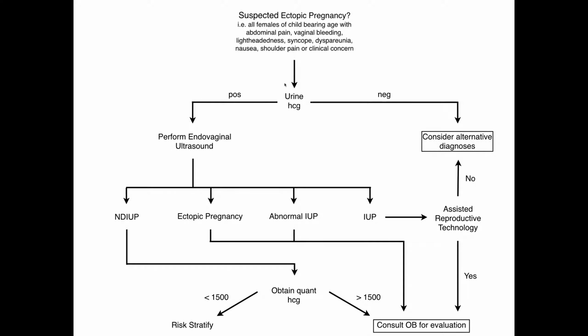If you find an abnormal intrauterine pregnancy or an ectopic pregnancy, then of course we're going to consult obstetrics. If we do not find a definitive intrauterine pregnancy, but we also do not see an ectopic, then the pregnancy is classified as no definitive intrauterine pregnancy. At that point, the next step is to actually obtain a quantitative HCG.